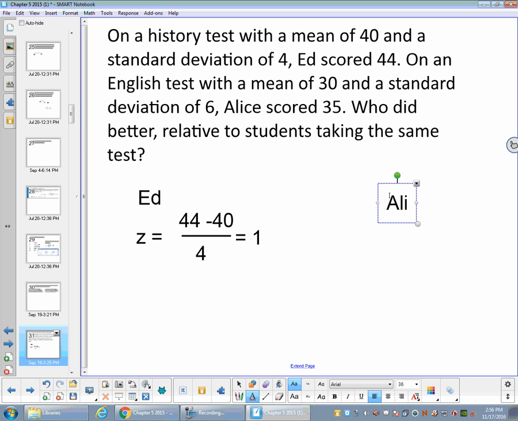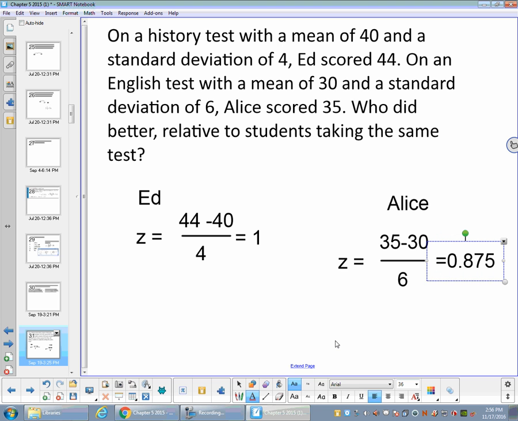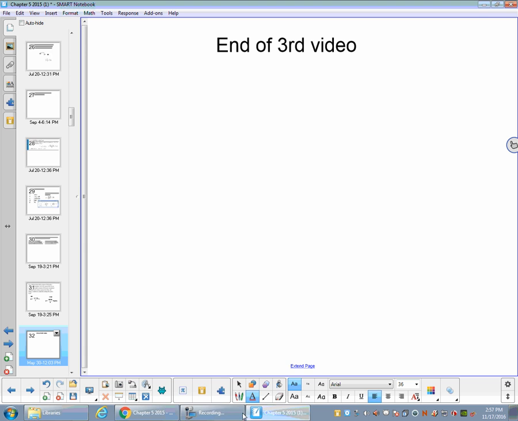Let's look at Alice. Alice had a z-score of 35 minus 30 divided by 6, and that's going to be 5 sixths, which is 0.875. So that means that Ed did better relative to his peers because his z-score is higher. He's 1 standard deviation above his mean, where Alice isn't quite 1 standard deviation. All right, hopefully that made sense.